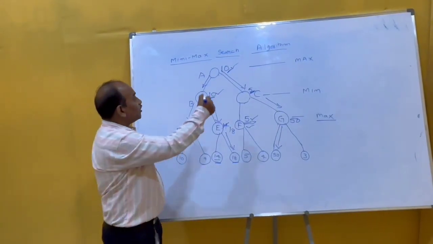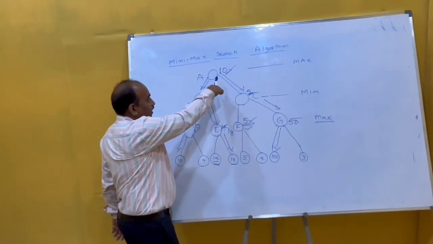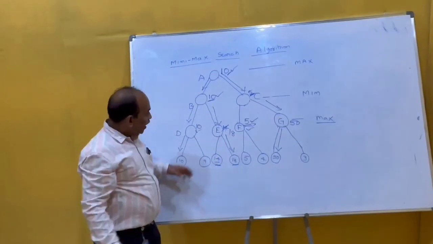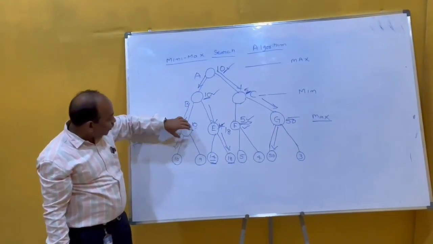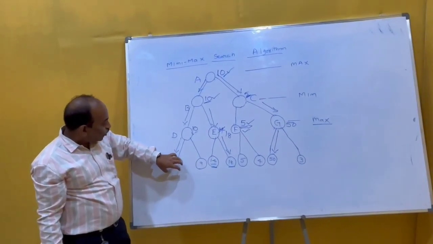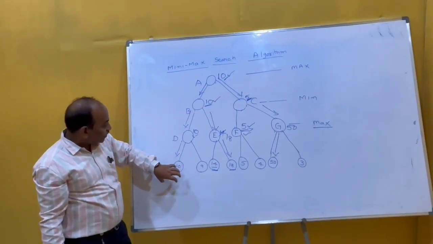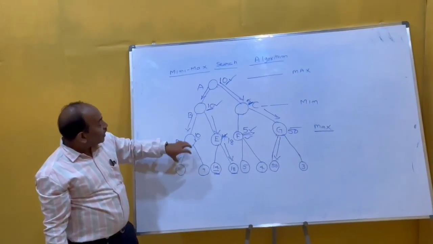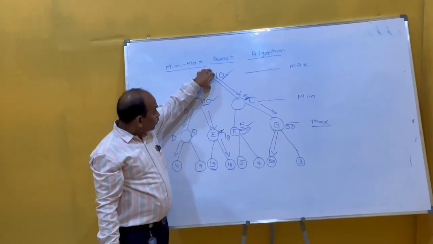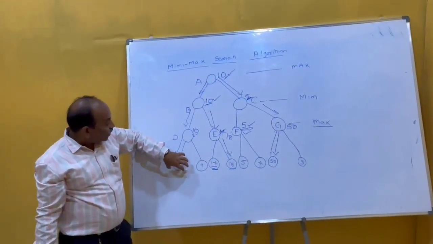In order to find the best or convenient path in the given tree, it is A to B, B to D, and D to the terminal node, the last node. This is the path from the root node to the terminal node.